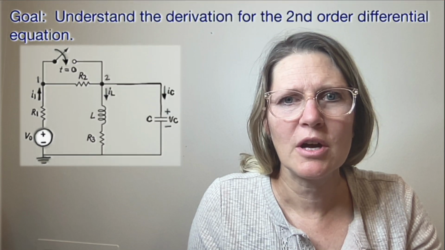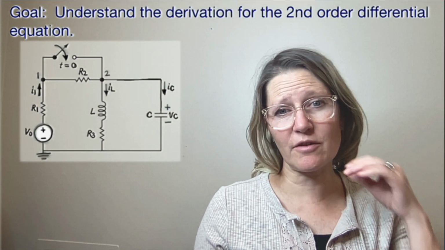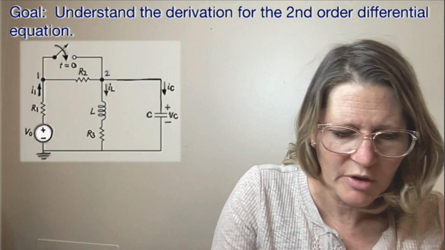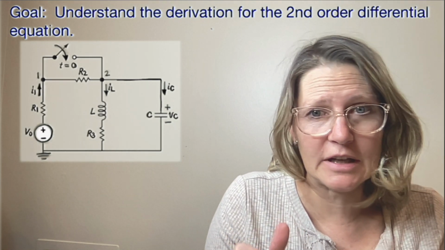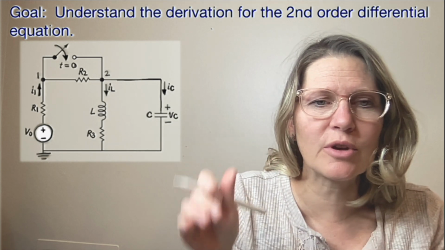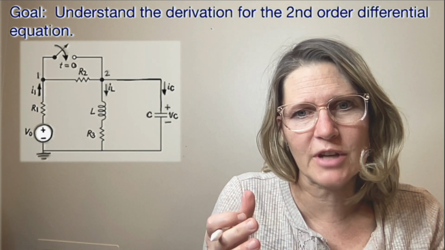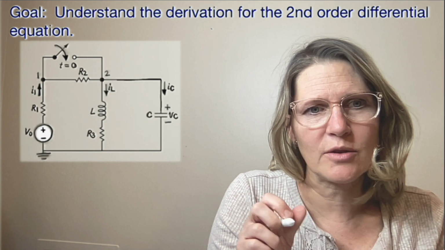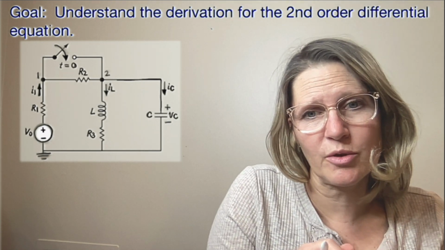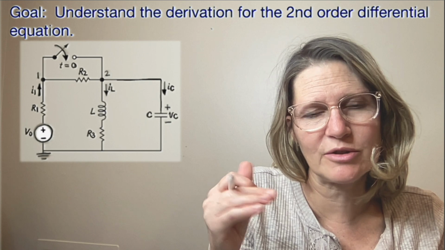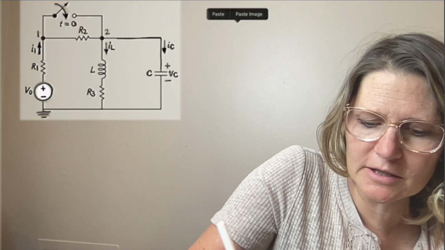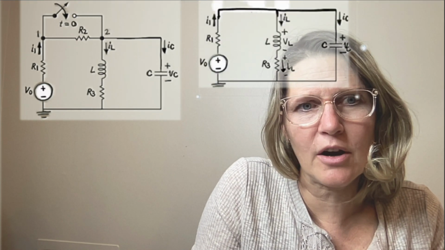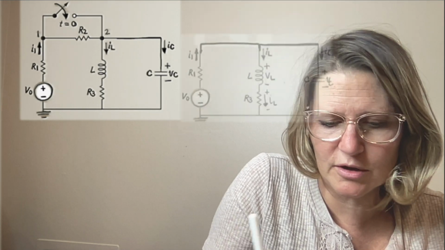So we're going to look at trying to understand the derivation of the second order differential equation when we have a parallel configuration. Here we can see a circuit, and the switch is closed at time equals 0. At the final time, which is where we're going to do the derivation, there is a wire across R2, so it basically bypasses R2, and we can ignore R2. So our circuit ends up looking like this, where R2 is being ignored.